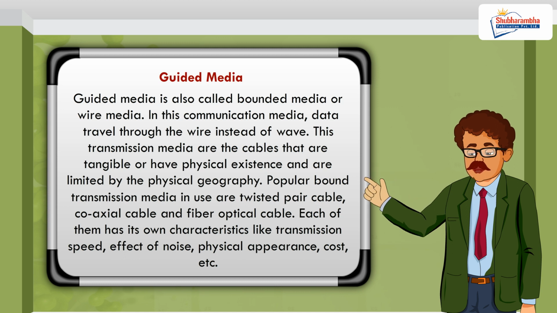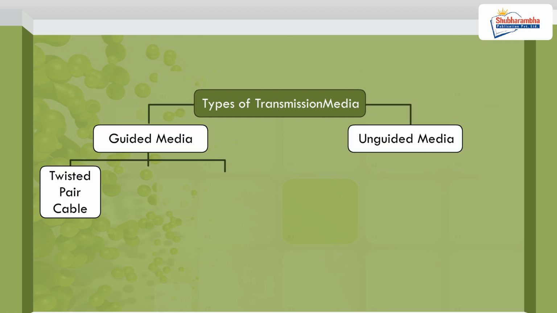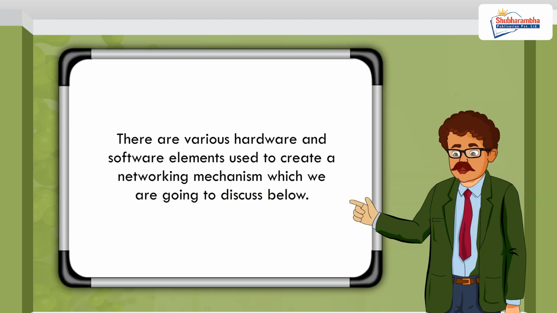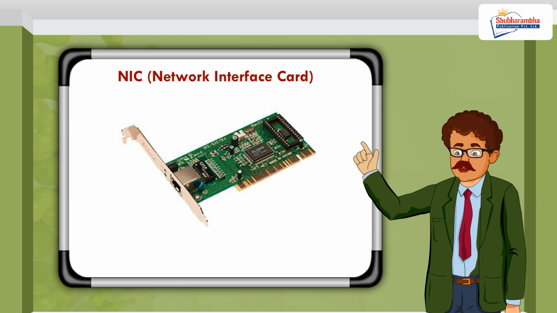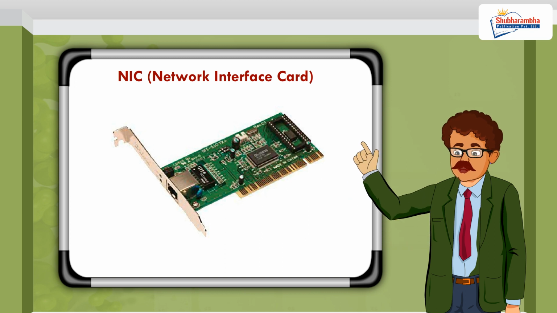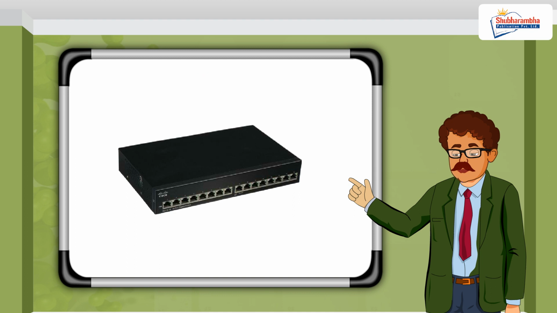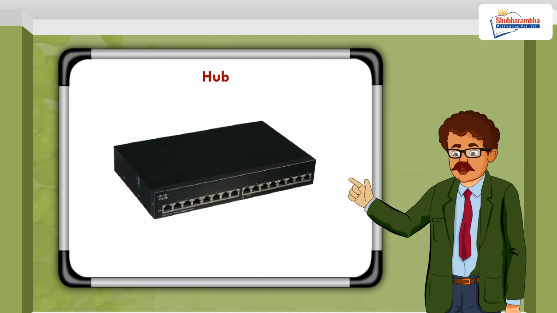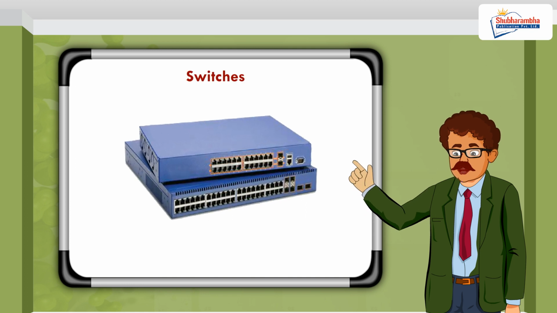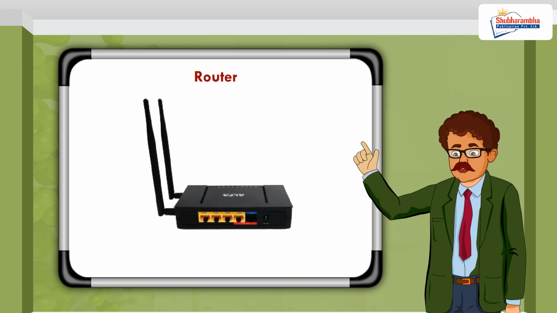Elements of computer network. There are various hardware and software elements used to create a networking mechanism which we are going to discuss below. NIC, Network Interface Card. Connectors. Hub. Switches. Router. Modem. The modem stands for modulation and demodulation. It connects the computer to the internet over the existing telephone line. A modem is not integrated with the computer motherboard. It is a separate part of the PC slot found on the motherboard. Repeater. Gateway. Bridge. Software elements.